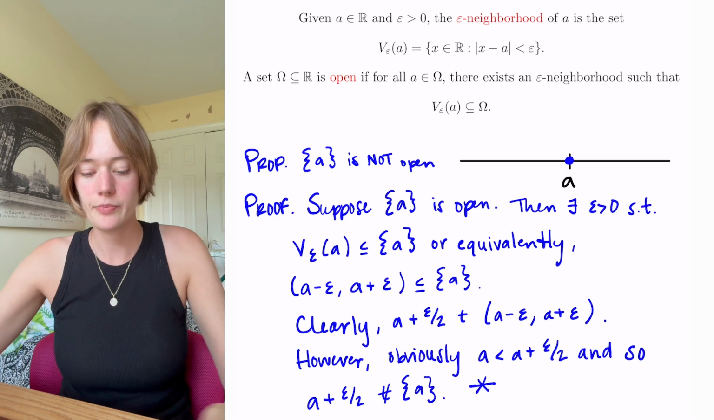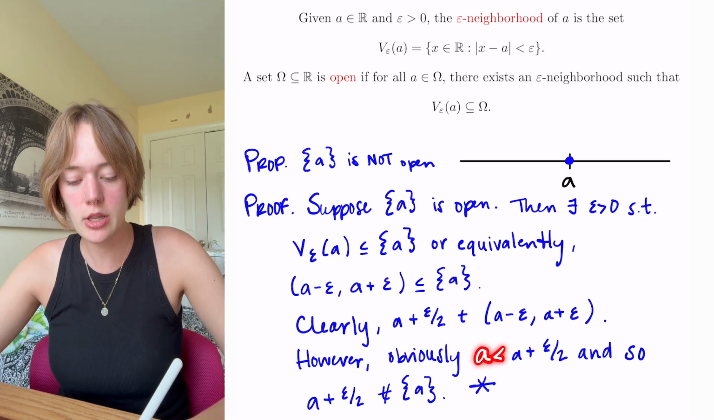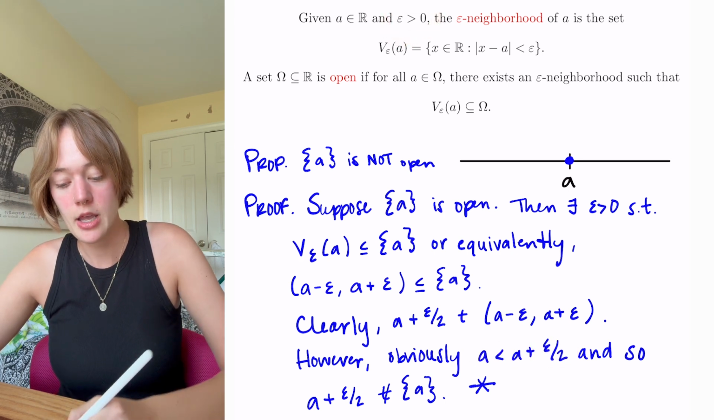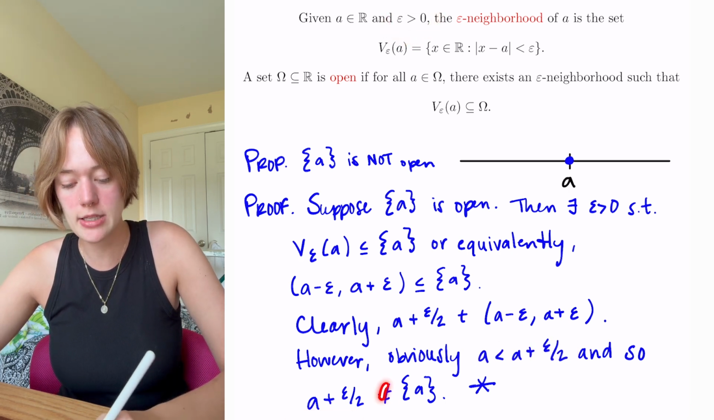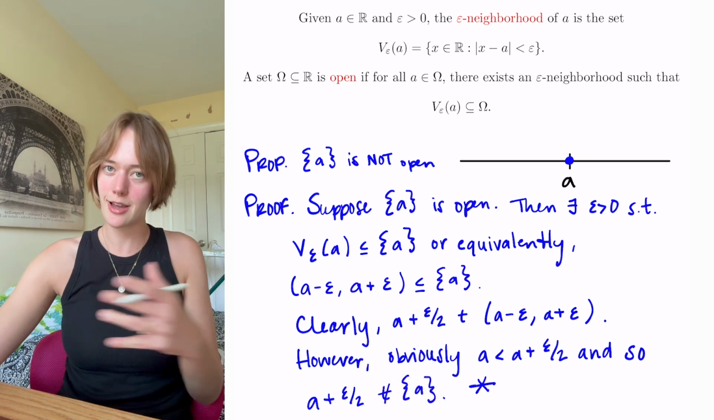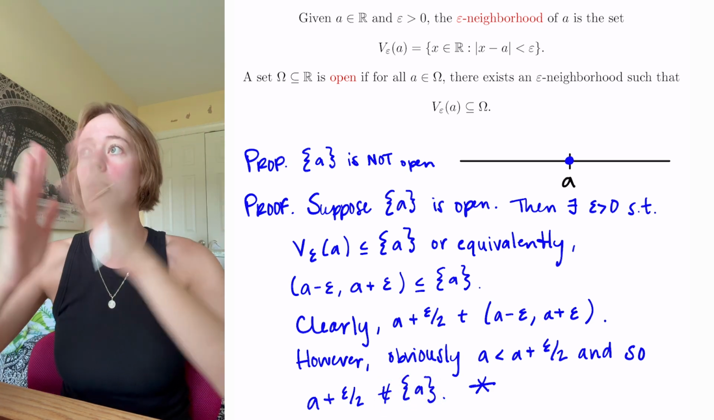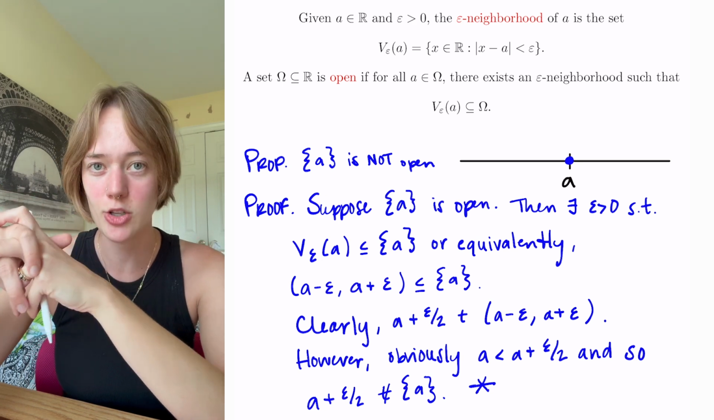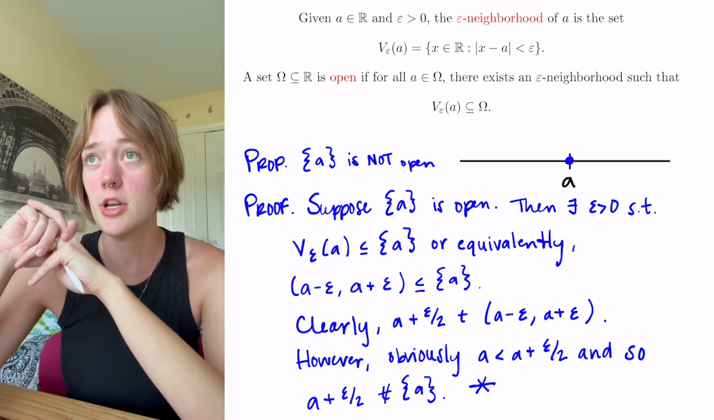Here I've just written that out. Obviously, a is going to be strictly less than a plus epsilon over 2 because epsilon is greater than 0. And so a plus epsilon over 2 is not going to be contained within our original set. And so our set is not open. That's all she wrote. I hope this was a good introduction to open sets, defining them, showing a set is open, showing a set is not open by contradiction.